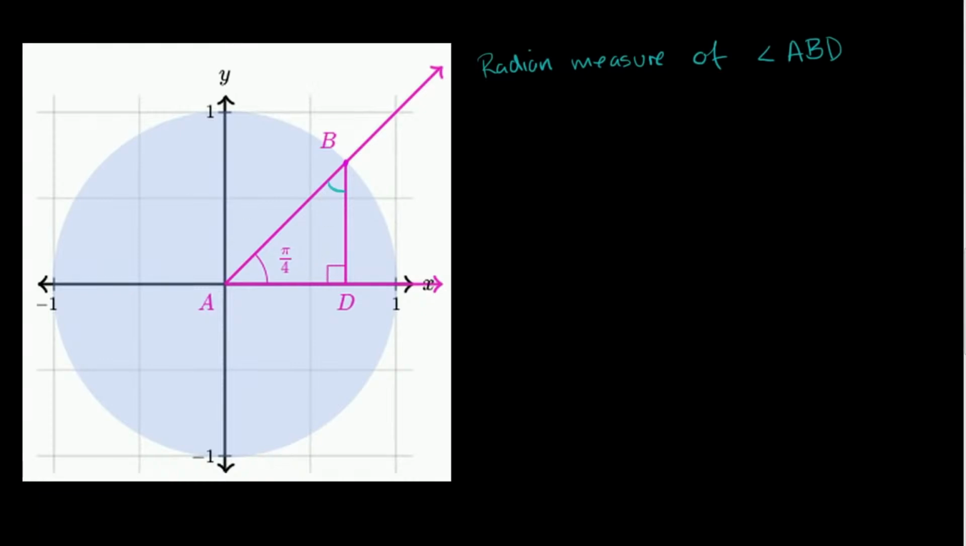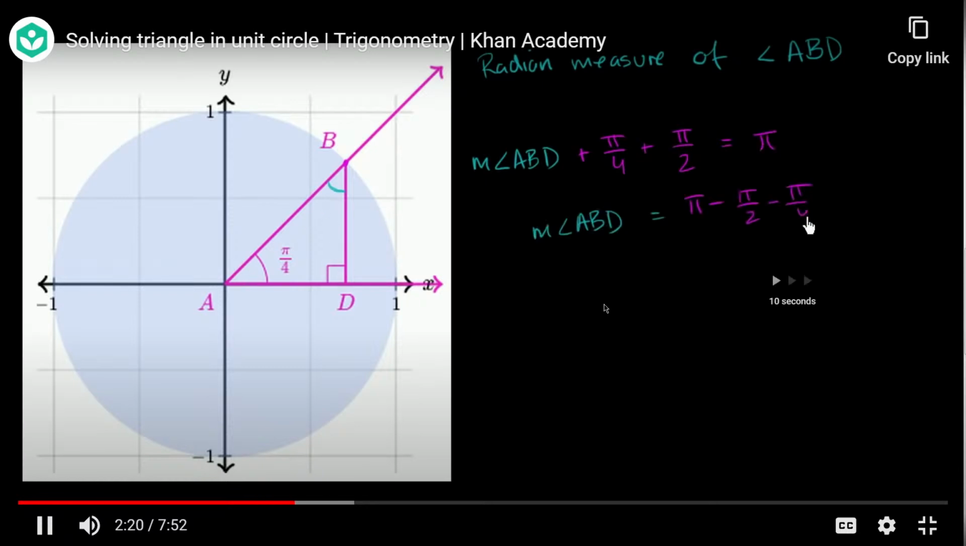So we could say that the sum of the angles of a triangle add up to, instead of saying 180 degrees, 180 degrees is the same thing as pi radians. So this angle plus that angle plus that angle are going to add up to pi. So let's just say the measure of the sum of the interior angles is pi, and I just subtracted these.